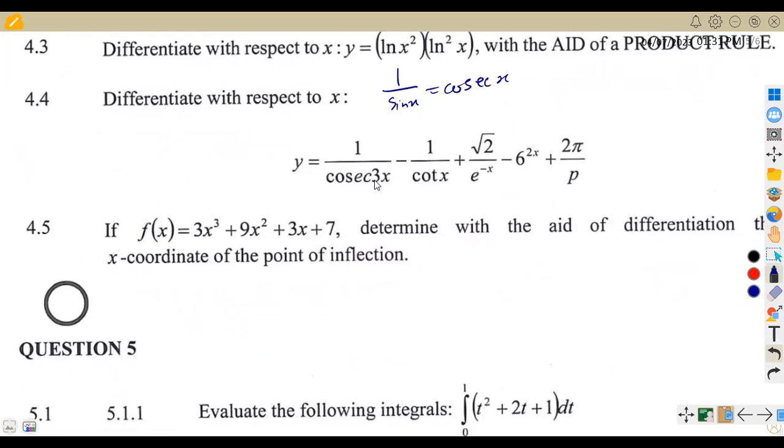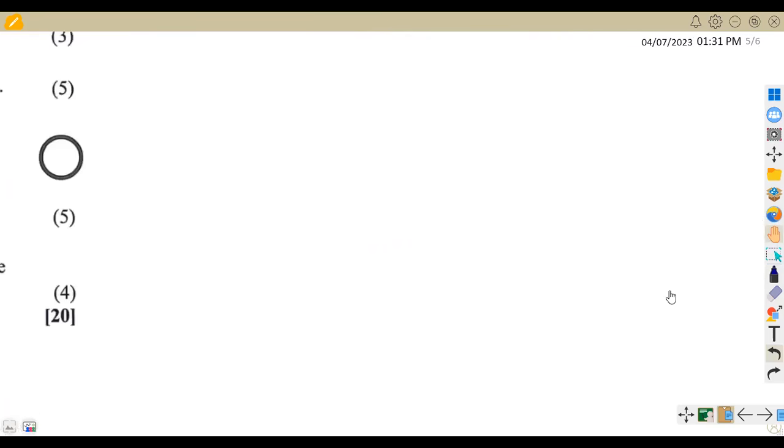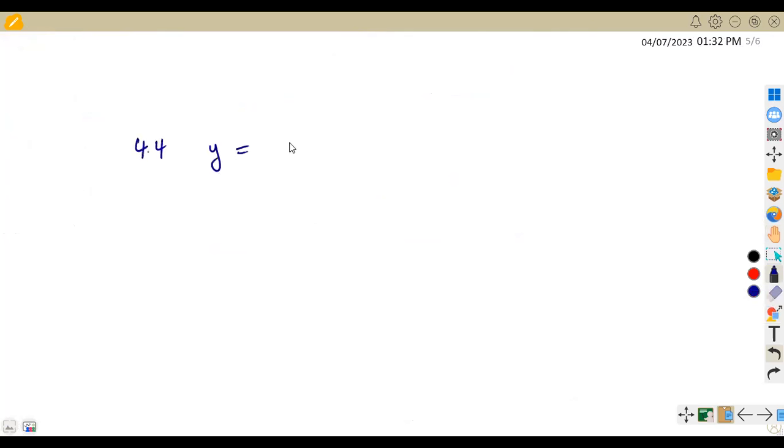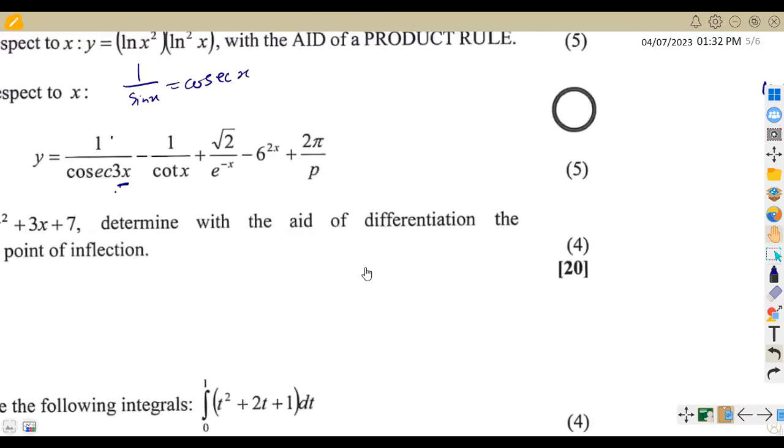So meaning to say 1 over cosec gives us sine. So it is going to be sine 3x in this case. So that's 4.4. We are not yet differentiating. We are just rewriting so that we can differentiate later on. So y is going to be, we said 1 over cosec, it's sine 3x. All right. We move on here.